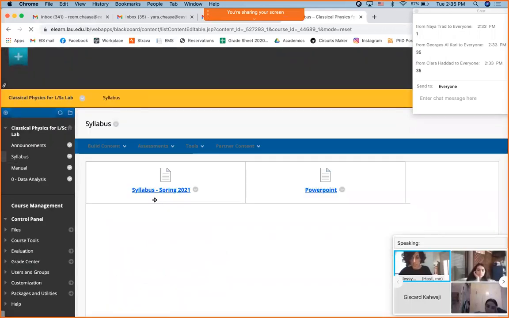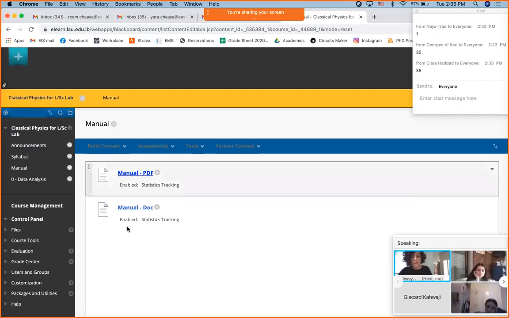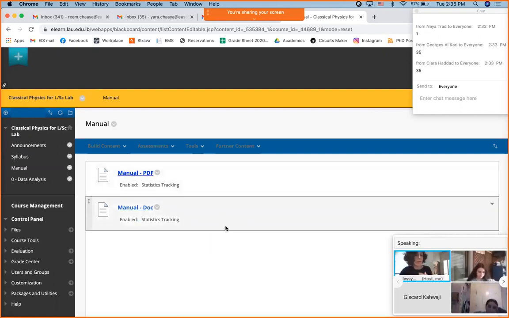Under syllabus, you will see the actual syllabus as PDF, if I'm not wrong, and the PowerPoint, because sometimes it could be helpful. Under manual, you will see a PDF and a doc version. You need the doc version to extract the lab report and to type on it. The PDF version is there only because I believe it's user-friendly. You can view it from your phone. You can view it from your tablet. It's easier to see and it looks prettier, because the doc could be mixed and messed up. I don't know what Blackboard could do to it. That's why I gave you 2 versions. Read everything you want, but take only the part that you need for the lab report.